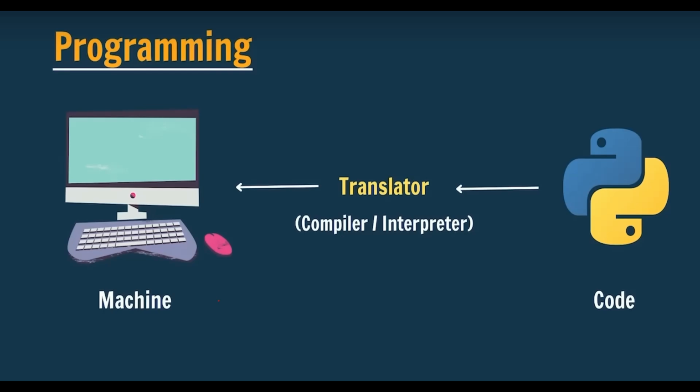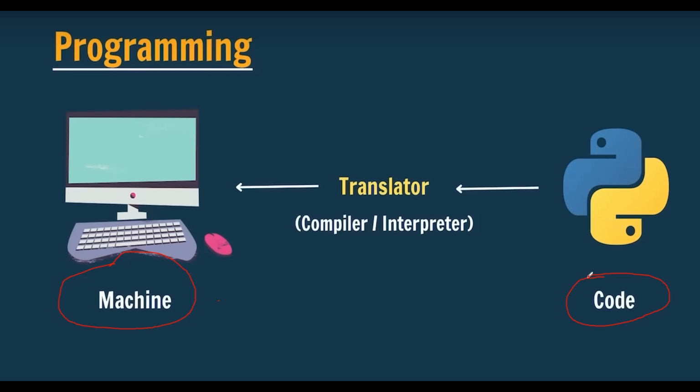Guys, basically what is a program? Suppose we have a machine, which can be our laptop or our computer. This is our machine. And on the right side, we have a code which we use to give instructions to our machine. We write code to give instructions to a machine, which we call programs.